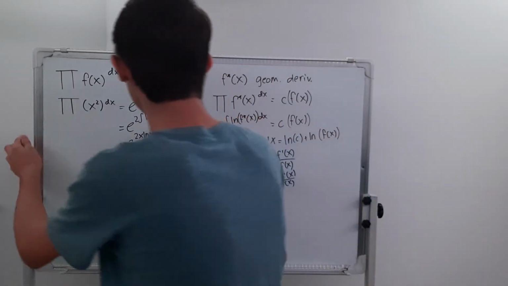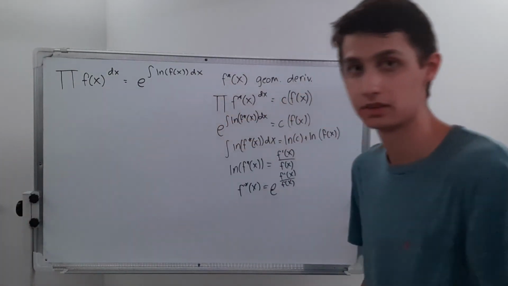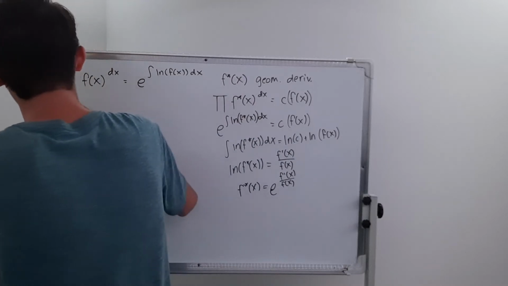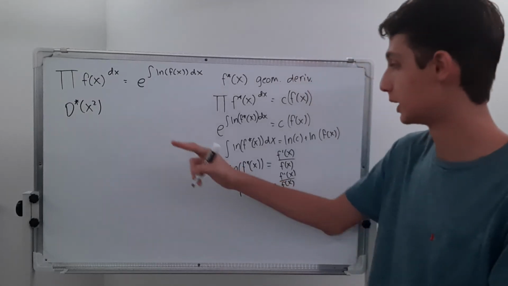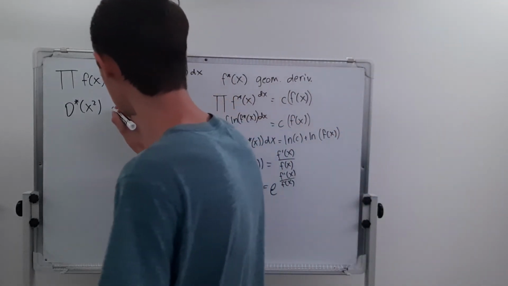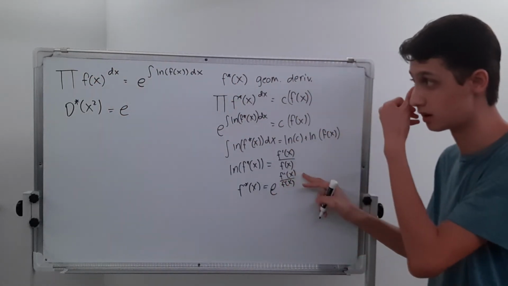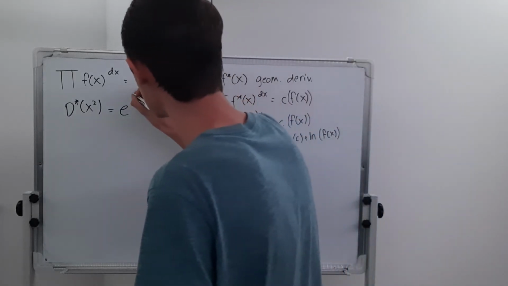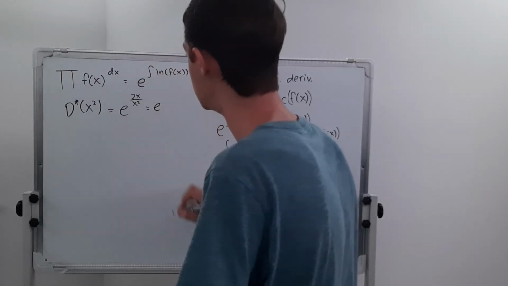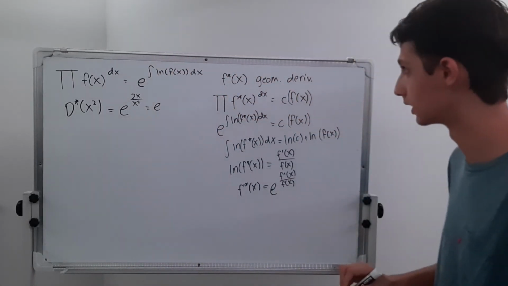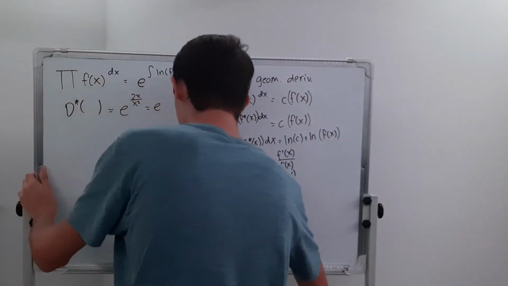So let me actually do that. Instead of d over dx, let me use D star, capital D star of x squared as my operator. That's our geometric derivative. So we're going to plug this into our formula. So this is equal to e to the normal derivative of f prime, which is x squared, so that's going to be 2x over x squared. I'm sorry, not of x squared. It's going to be of our original function.